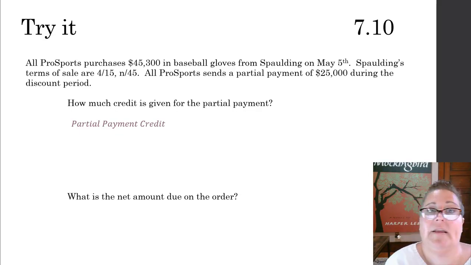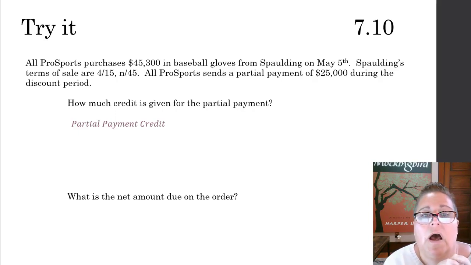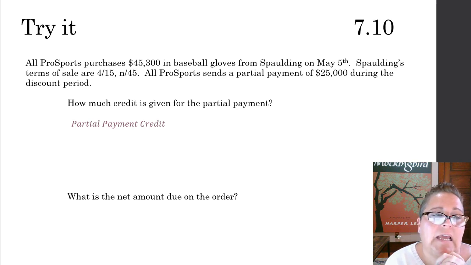There is a lot of information in this particular problem, so let's make sure we can compartmentalize it. All Pro Sports purchases $45,300 in baseball gloves from Spalding. That's our net price, our invoice charge on May 5th. That's our invoice date, our starting date for things. Spalding's terms of sale are 4/15, n/45.